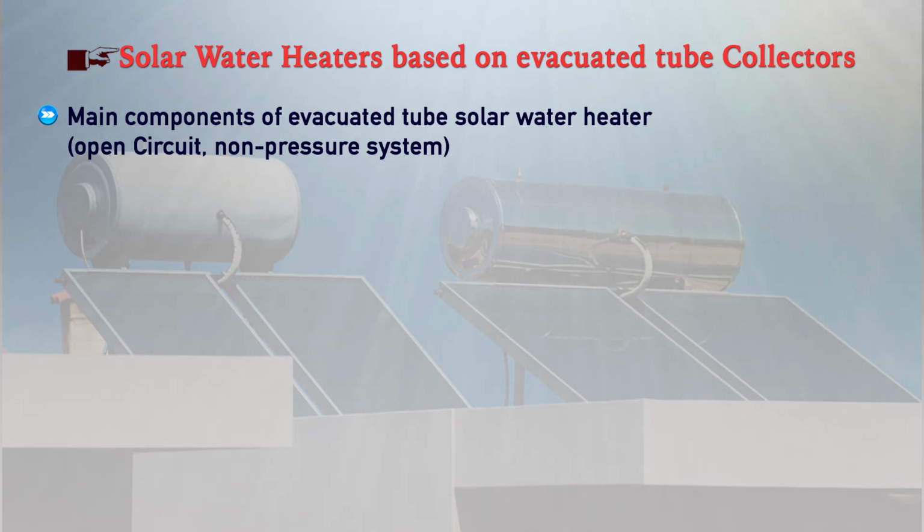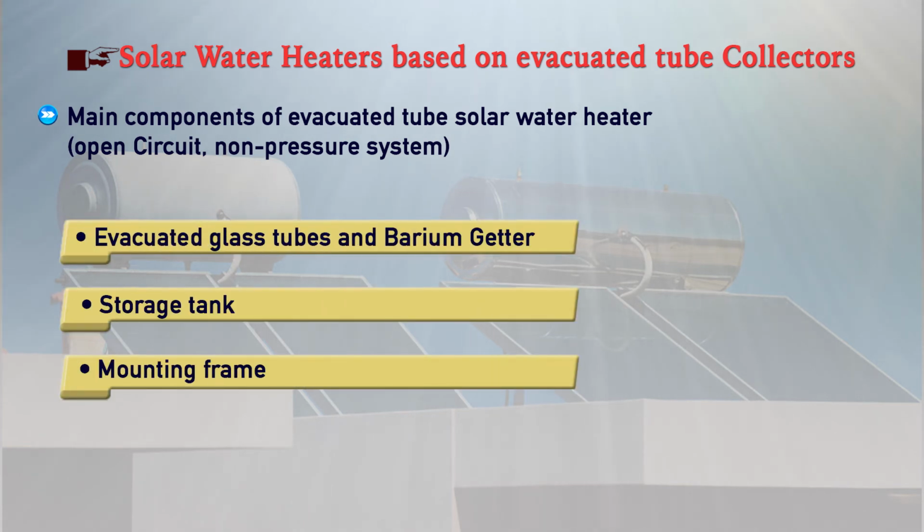Now we will discuss the main components of the evacuated tube solar water heater, which is basically an open circuit, non-pressure type solar water heater. The main components of this type of solar water heater are evacuated glass tubes and barium getter. The second main component is the storage tank, and the third component is the mounting frame.